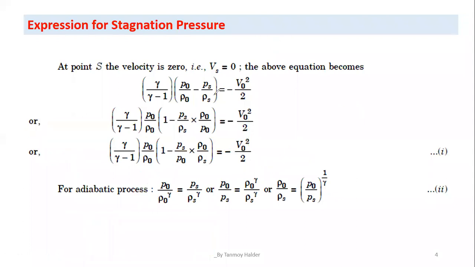Let's just clear this one. We will be getting that gamma by gamma minus 1 PO by rho O minus PS by rho S is equal to minus VO square by 2. Right? If we simplify it further, we will be getting this term, right? Just take a look at the calculation. If we simplify it further, what have we done?